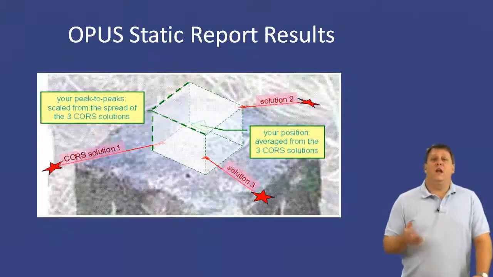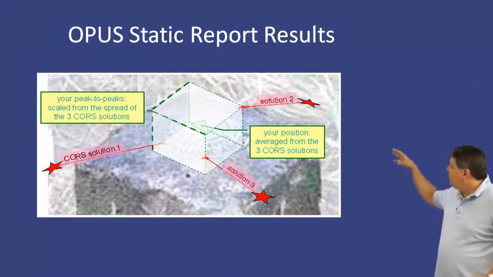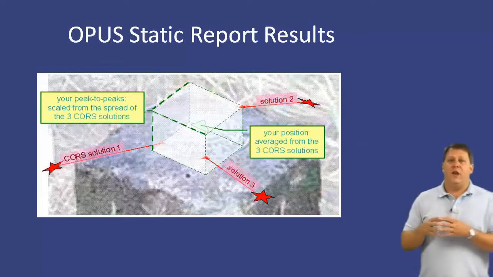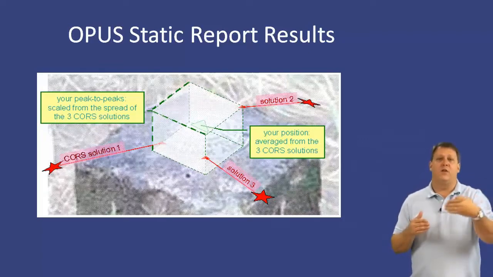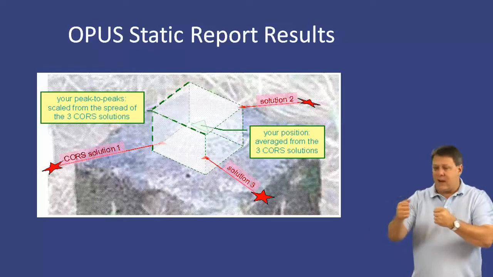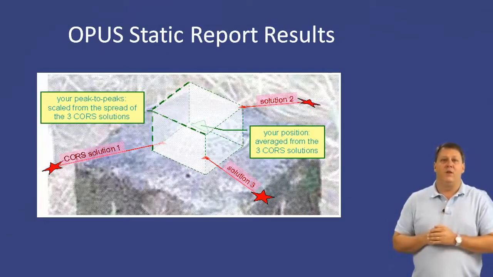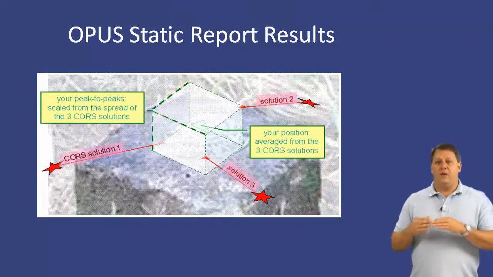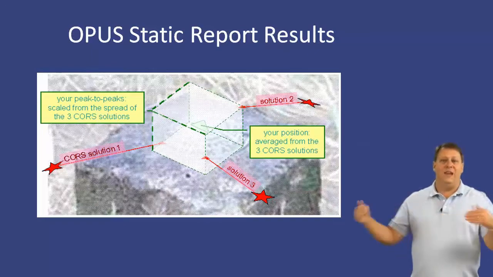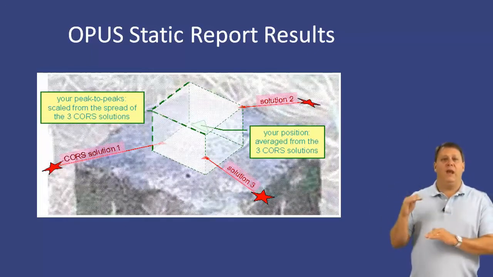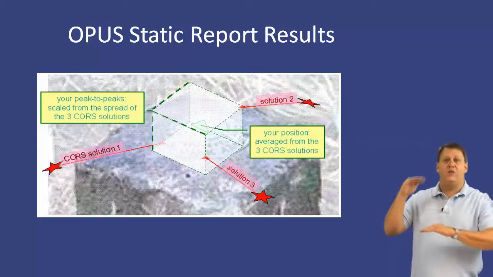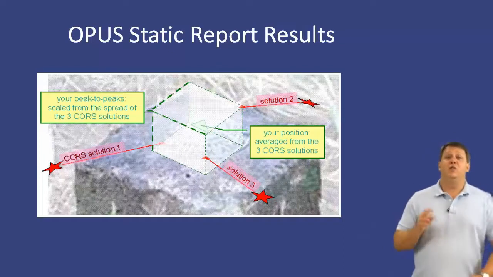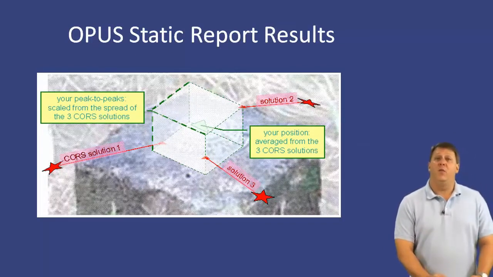To understand what a peak-to-peak error is, when you went out in the field and performed your OPUS session and your data was processed, it solved a vector or a baseline to your receiver, and then it did the same thing from another CORS site and the same thing from another CORS site. It took all those answers and averaged them together. What happens is you have different answers from each CORS site, and the peak-to-peak error is the difference from the low answer to the high answer. We use peak-to-peak errors to compute our positional accuracy from OPUS static reports.